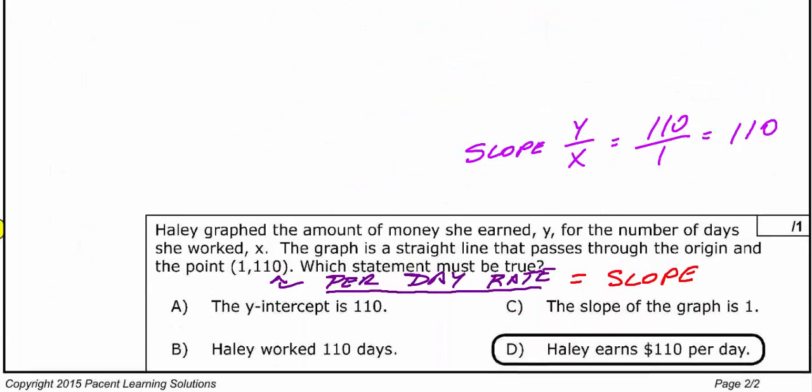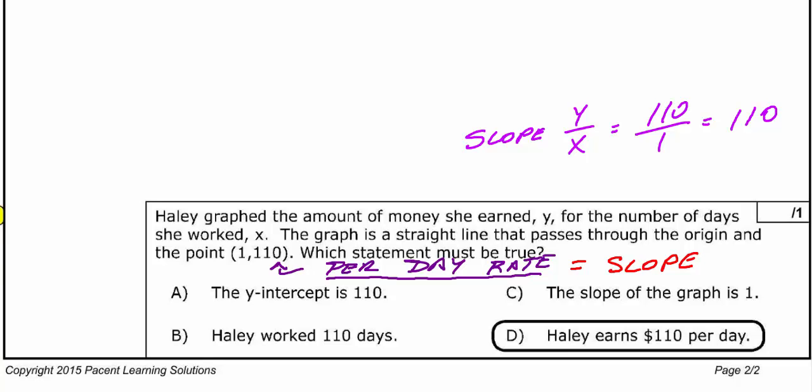And for those of you who want to check the bottom problem, there you go. There's the y. Again, the slope is 110. Haley earns 110 per day. That's the true statement.